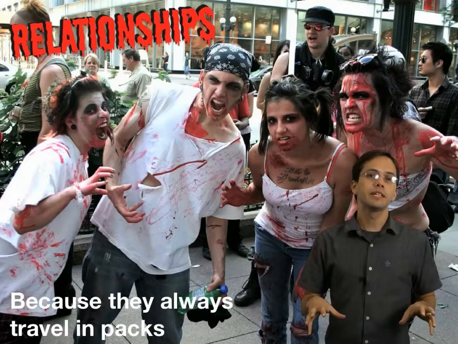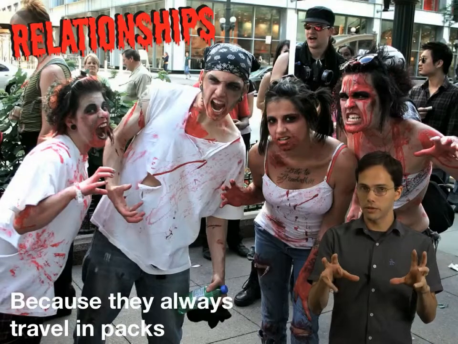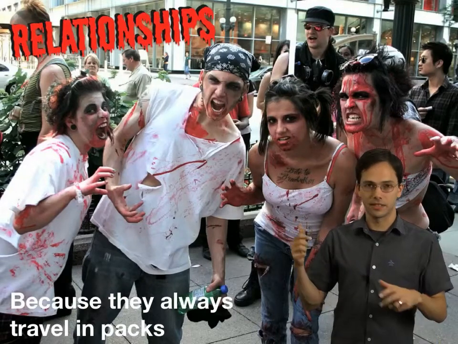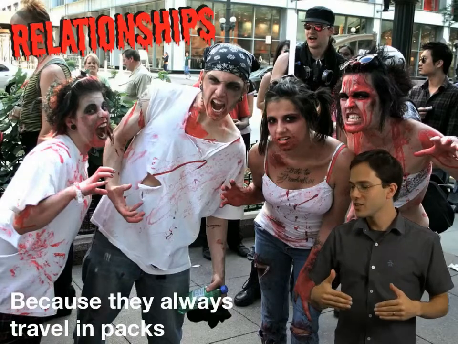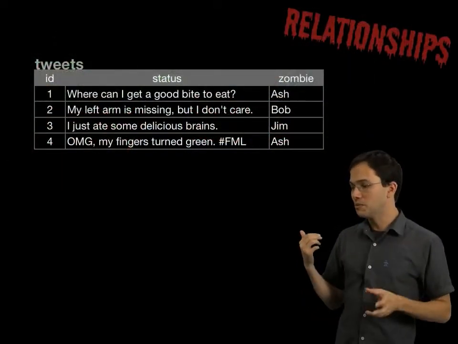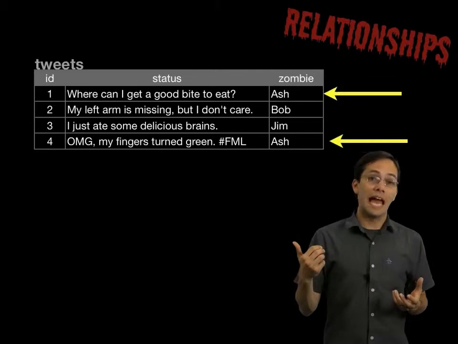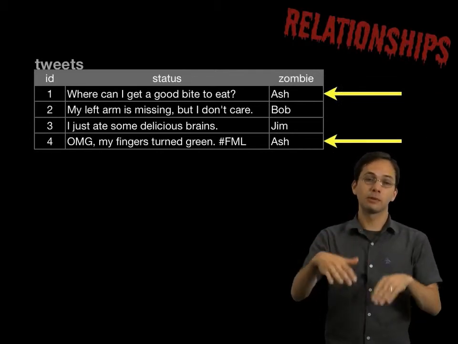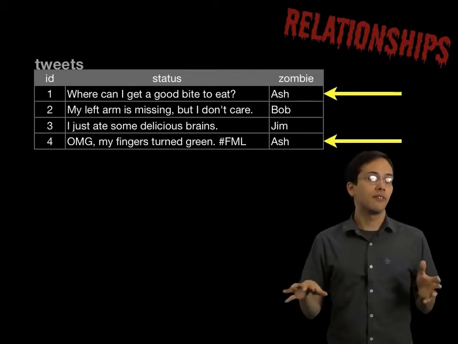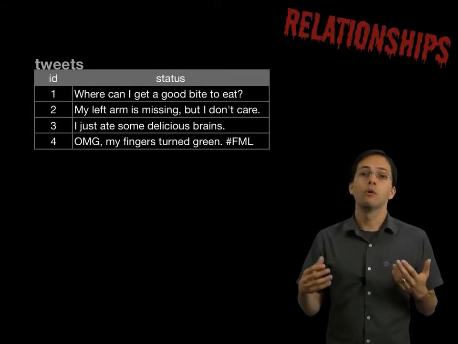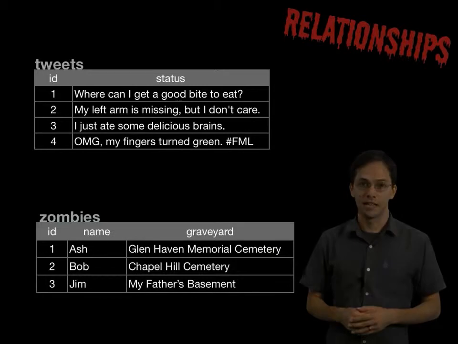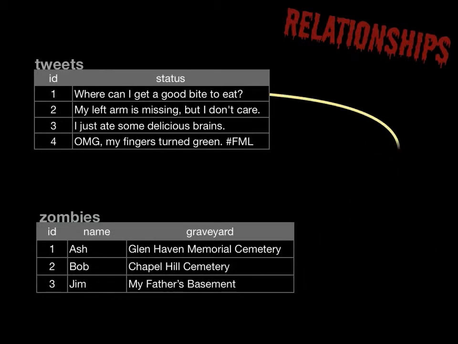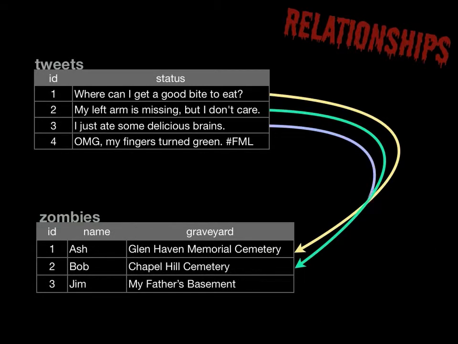Now it's time to talk a little bit about relationships, because you're going to need to have multiple tables and they have relationships with each other. As you saw with our previous example, you might have noticed that the zombie Ash had 2 different tweets and we were listing his name twice. That's obviously not very efficient. What we're going to do here is break that out into a separate zombies table. But now we obviously need a way to map which zombies tweeted what.